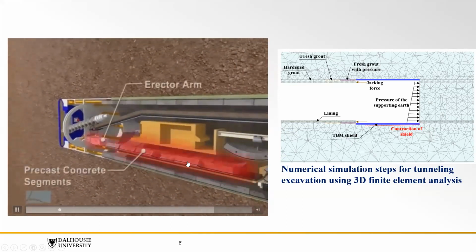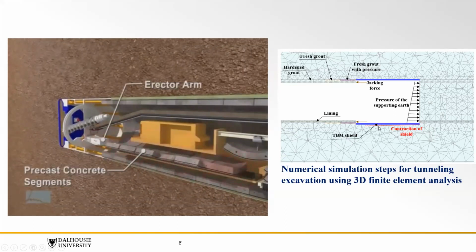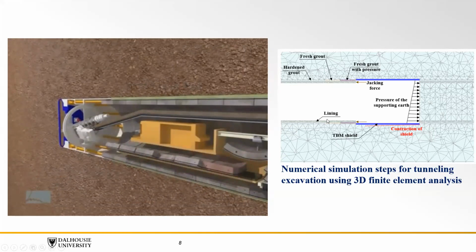If we look at this from this side, we have face pressure, and then we have our lining and we have grout in the tail here. This grout is not hardened immediately, so we have fresh grout, and this fresh grout will harden with time as we proceed. So this is generally the process.